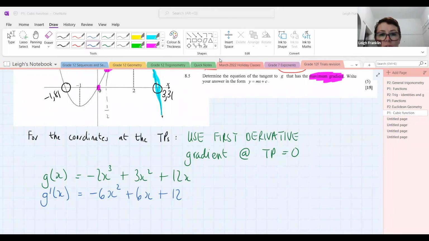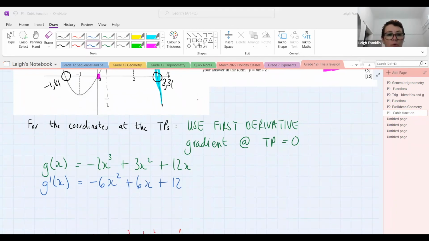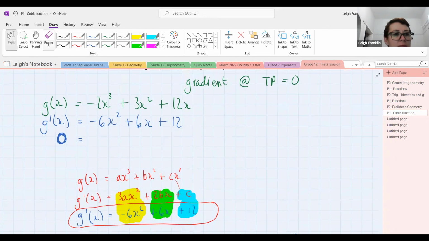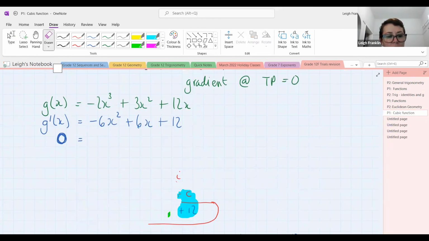Okay, so the first derivative. Very important, you have to show that the gradient at the turning points is 0. You must write this 0 over here that I'm making darker. Very important that you show that step. And then what we're going to do is write, so I'm just clearing some more space for us here.